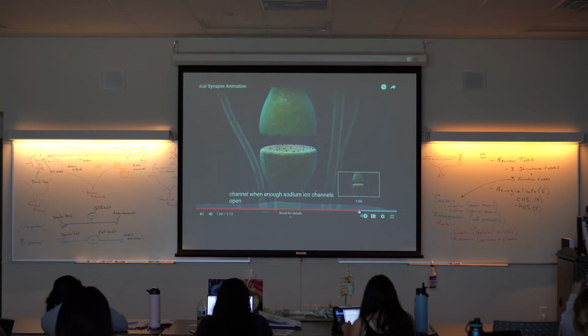When enough sodium ion channels open, the postsynaptic cell depolarizes.